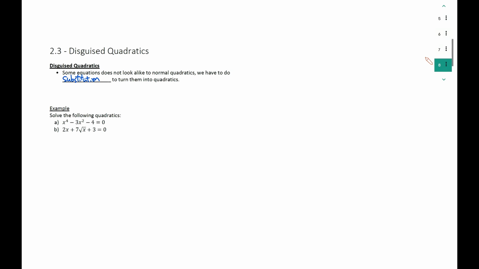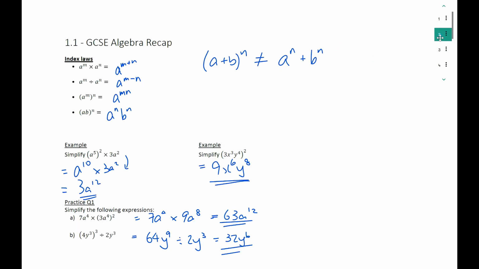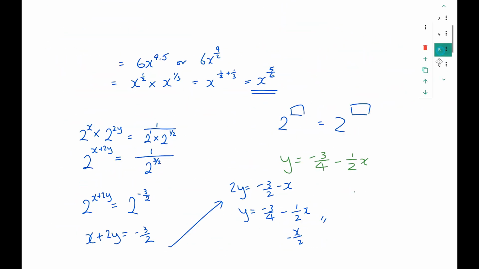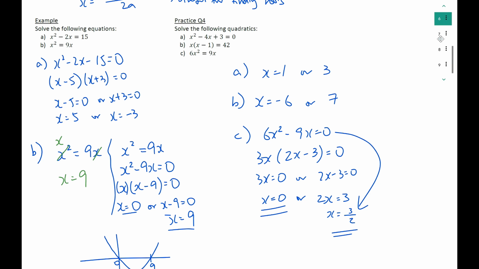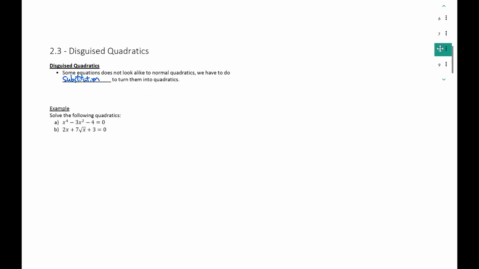This lesson is about Pure 1, Chapter 2.3, about disguised quadratics. What about 2.1 and 2.2? So I have basically included them into Chapter 1, the GCSE Algebra Recap, which is about index laws, surd form, quadratics. What else do we do? Yeah, completing the square, using the quadratic formula, etc. So this is the new stuff about A-level maths, the first main lesson, the new topic about A-level maths, which is about disguised quadratics.